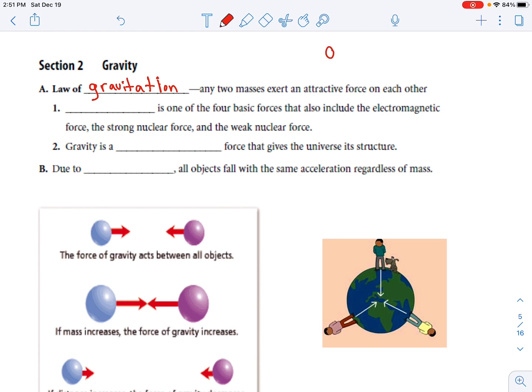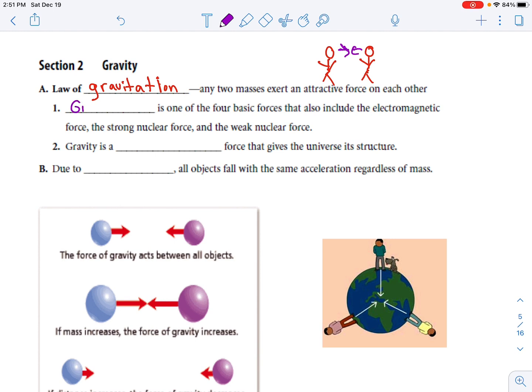Okay, so if you are standing on the playground and your friend is standing on the playground, you guys have a force pulling on each other called gravity. Okay, and everything in the universe has a force that's pulling on each other, and that force is going to be equal to each other and opposite of each other.